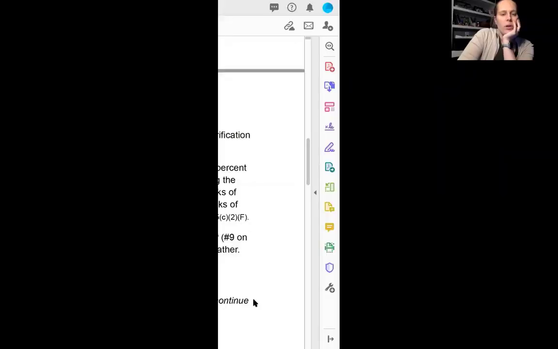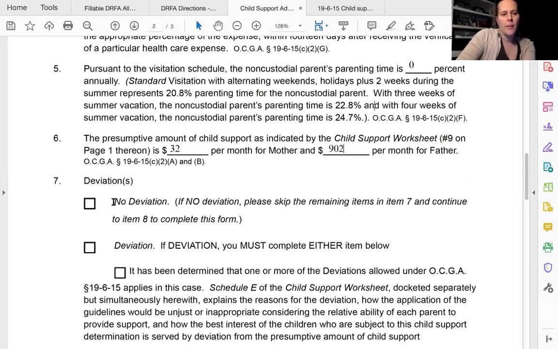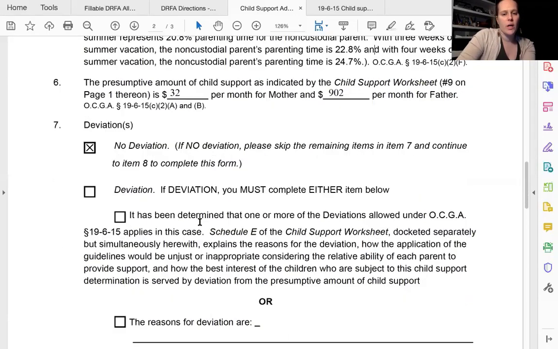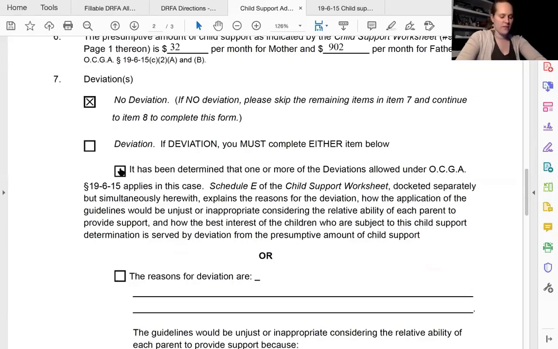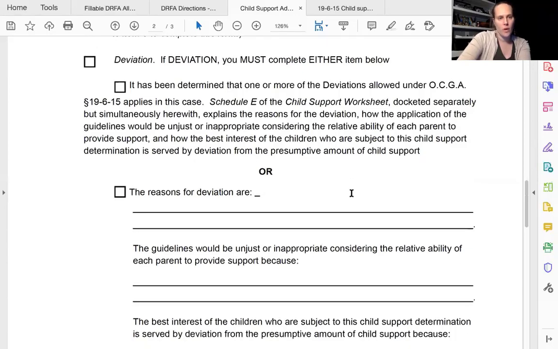Where's my... I wish you could just toggle between sharing. So what did I say it was? 32 and 902. We didn't have a deviation in this one. If we did, we'd have to say which deviation and then the reasons for the deviation. Okay.